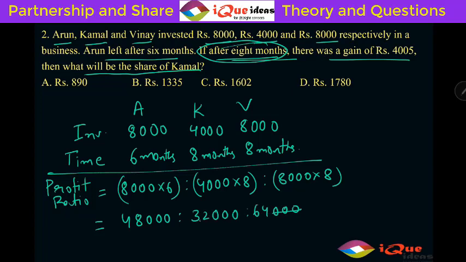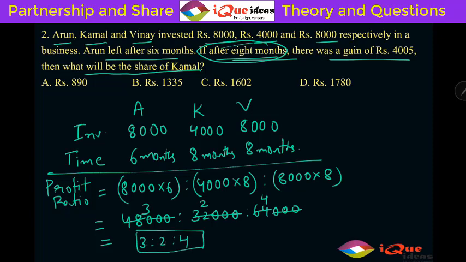Right. Now all the 3 zeros are cancelled from all of them. Then 48 is to 32 is to 64. All of them are divisible by 16. So divide by 16. 48 divided by 16 will be 3 times. 32 divided by 16, it will be 2 times. And 64 divided by 16, it will be 4 times. So the ratio is 3 is to 2 is to 4.